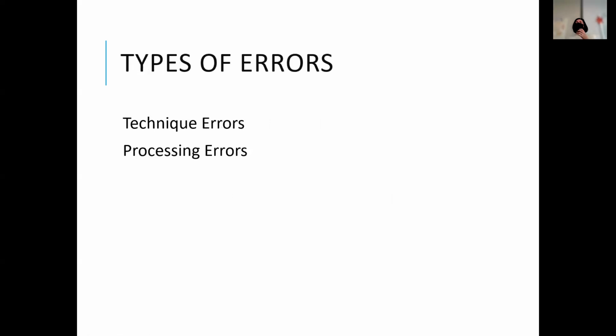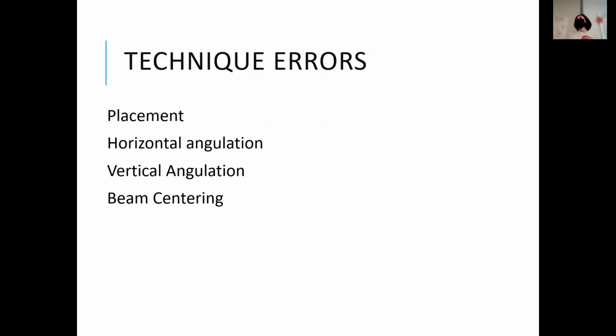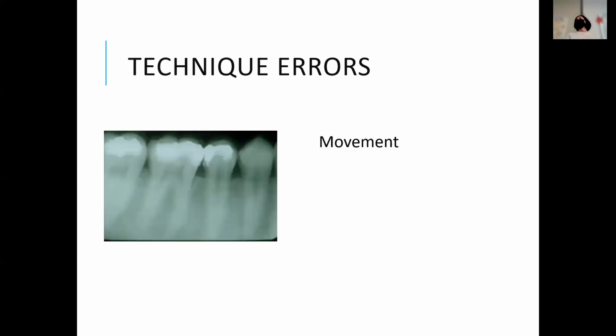So there's technique errors and there's processing errors. The technique errors are what we've already talked about with closing contacts and elongation and foreshortening and all the things involved with actually taking it. And then processing would be once you actually have to put it in the processor and develop. So the techniques are, like we said, placement, horizontal angulation, vertical angulation, and beam centering.